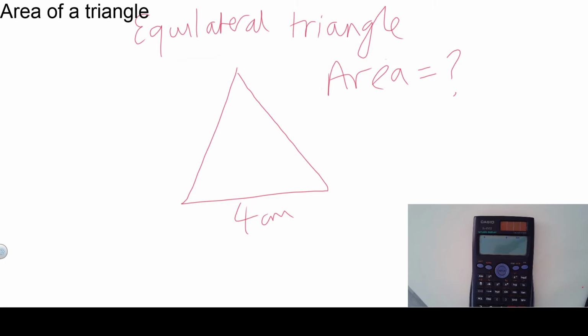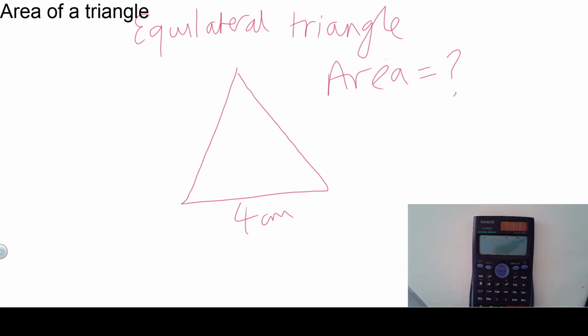In this video, I'm going to work out the area of an equilateral triangle with only one side given. Now you know, to work out the area of a triangle, normally you do half times the base times the vertical height. But we don't have the vertical height for this triangle.